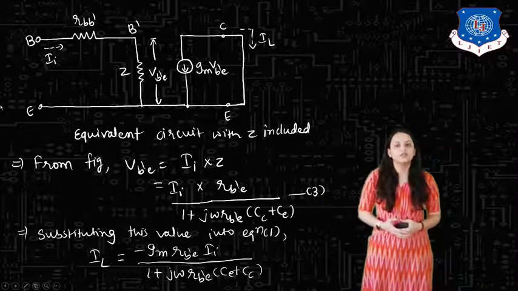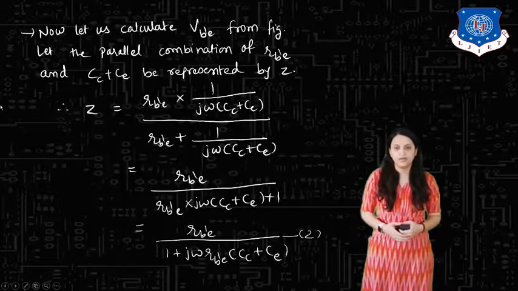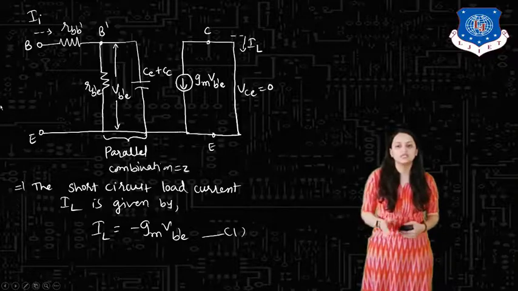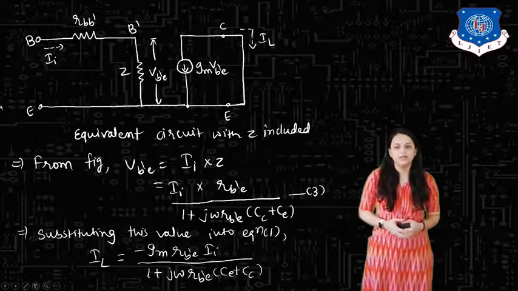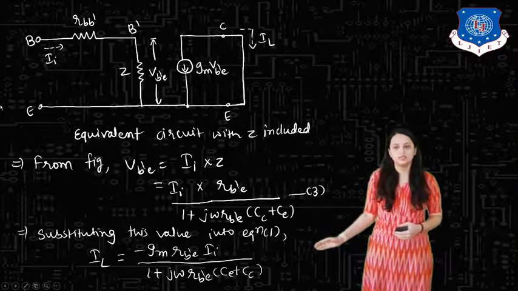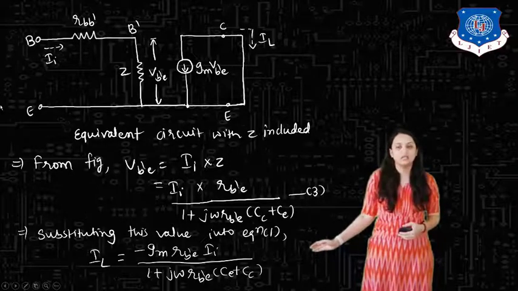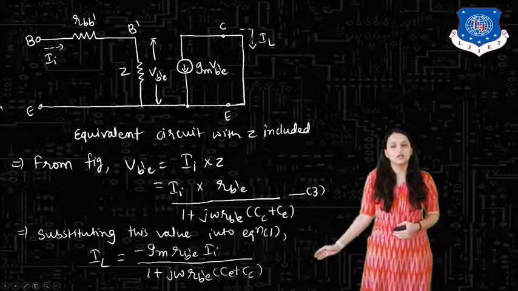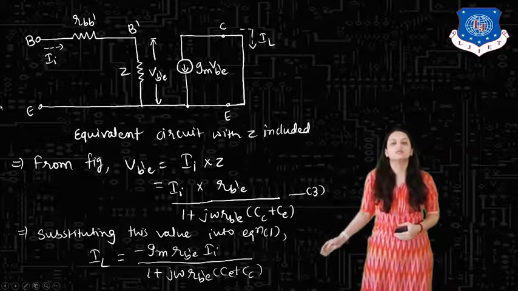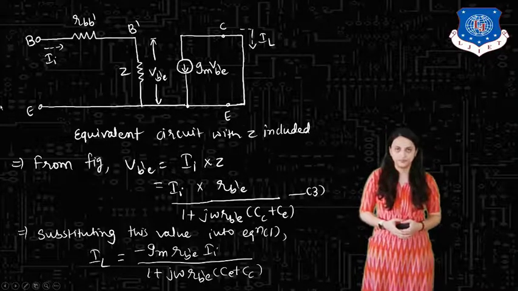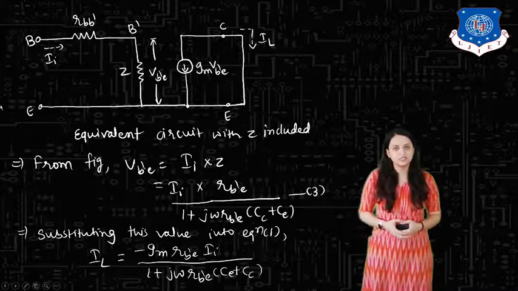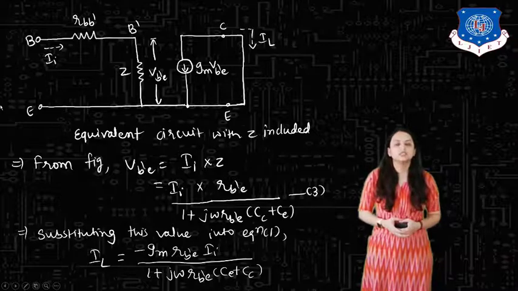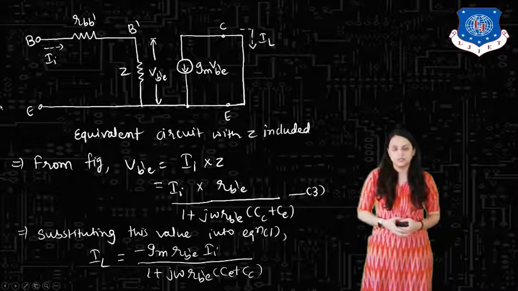Substituting these values in equation number 1, that is IL equals minus gm VB'E, we will get IL equal to minus gm RB'E Ii divided by 1 plus j omega RB'E into (Ce plus Cc). Here Ce is the emitter capacitance and Cc is the collector capacitance. Okay. This is the value of load current for this circuit.